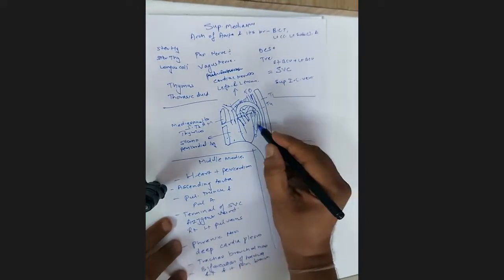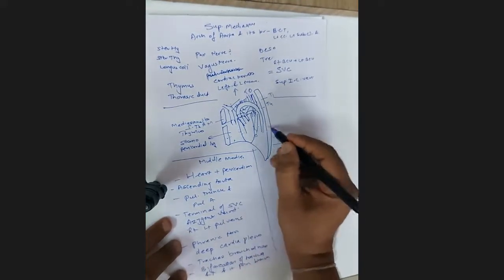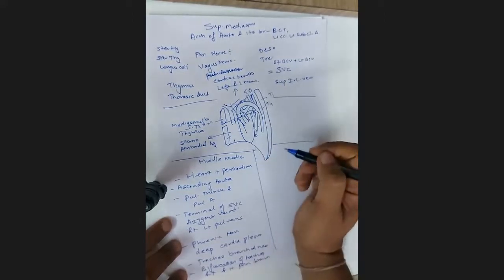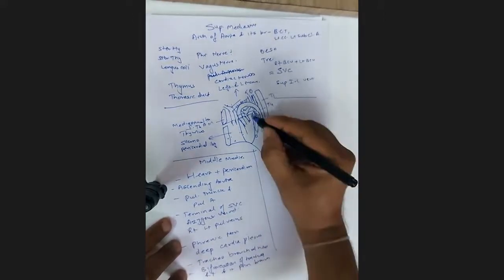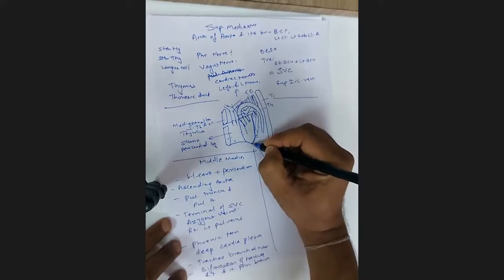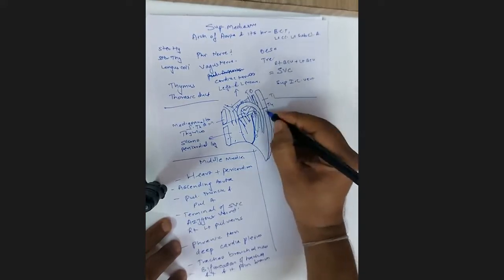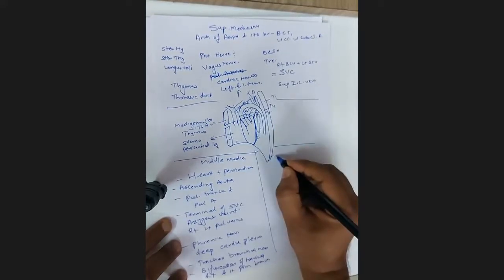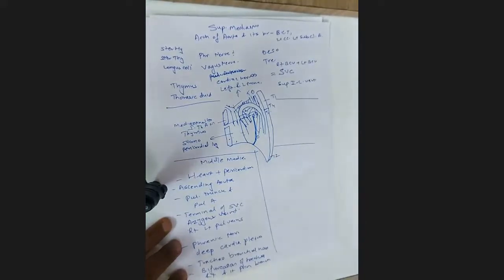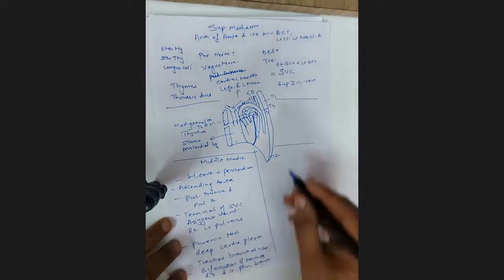Now let us come to this area, which is the posterior mediastinum. Posterior mediastinum anteriorly is bound by the pericardium. Posteriorly is bound by T5 to T12 vertebrae. On each side is mediastinal pleura. Now let us check the contents.